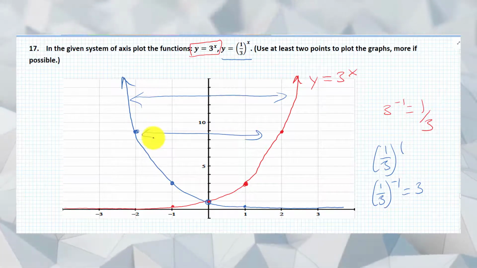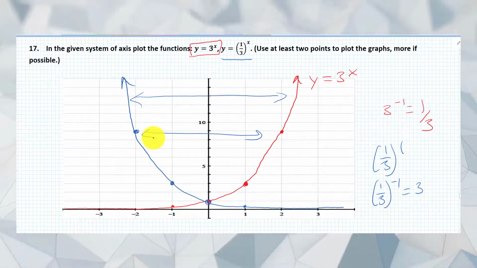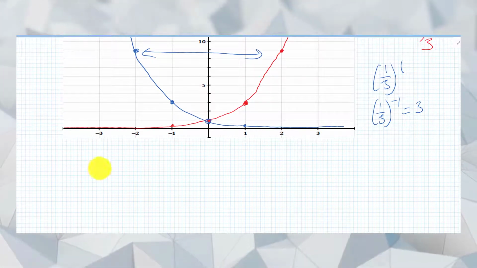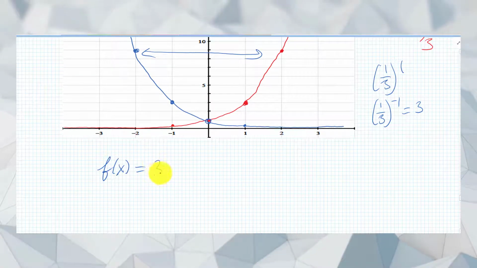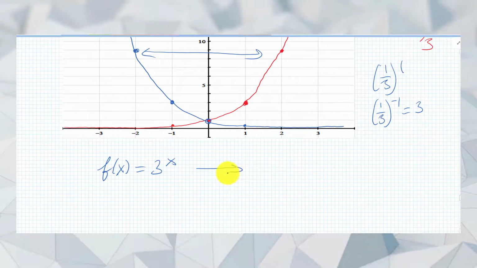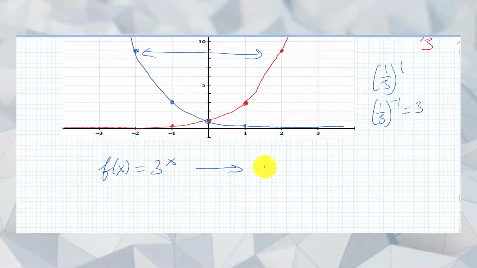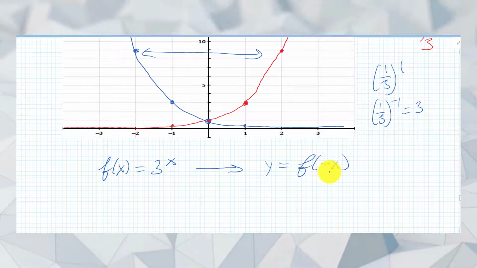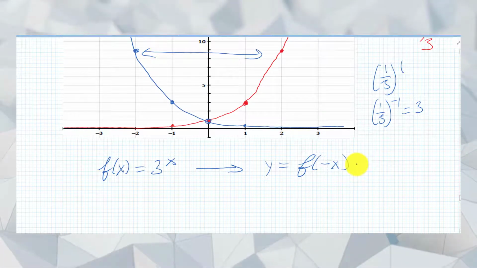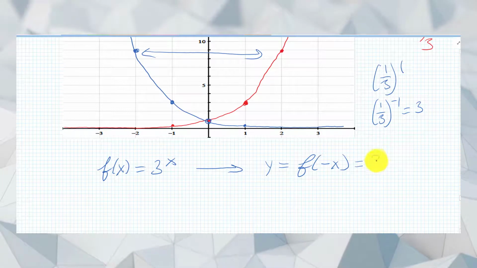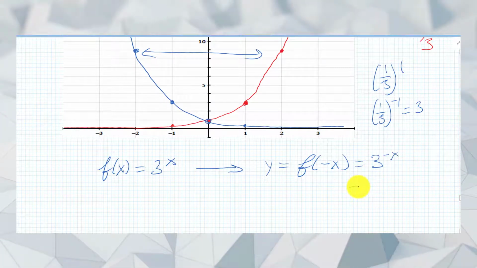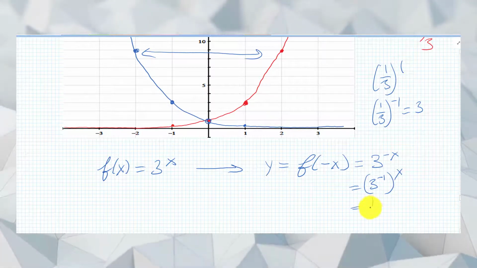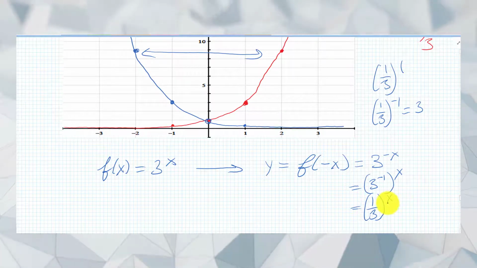And this is based on a very simple property. You know how to reflect a graph through the y-axis. If you take, for example, the function f of x equals 3 to the x, how do you reflect it through the y-axis? Well, you would define the function f of negative x, right? When x becomes negative x, this is the reflection through the y-axis. Now, f of negative x would mean 3 to the negative x, which is 3 to the -1 to the x, which is 1/3 to the x.